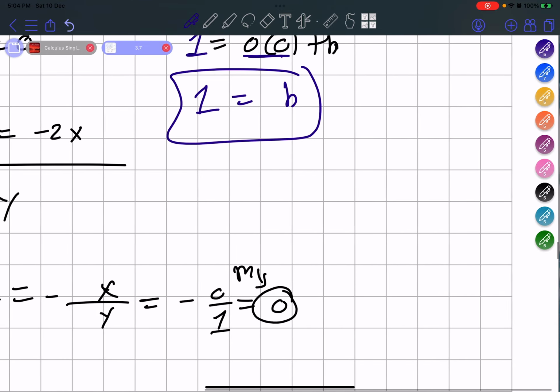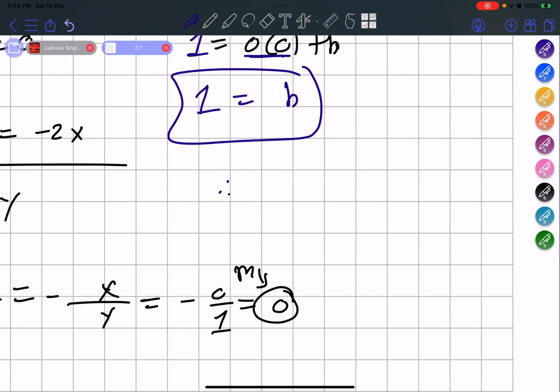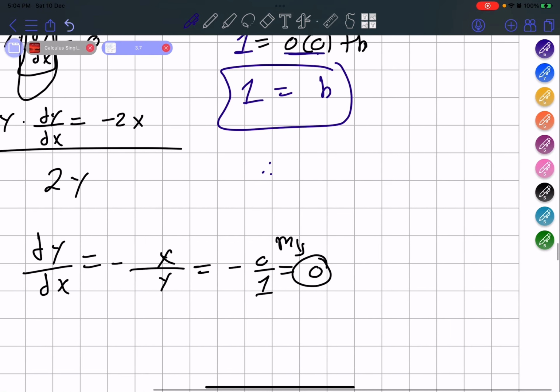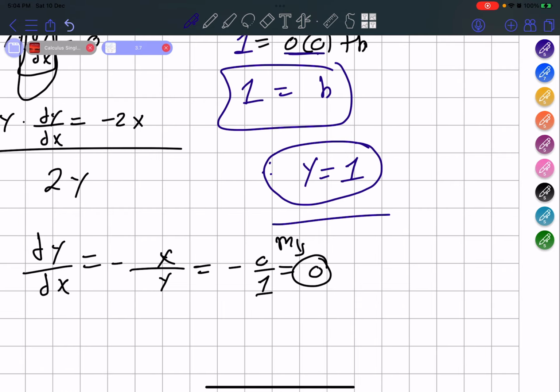Now we may write the final answer. Therefore, the equation of the tangent line is y equals 0 times x, which is just 0, so we don't have to write it, plus b, which is 1. So y equals 1, which means that it will be a horizontal line.